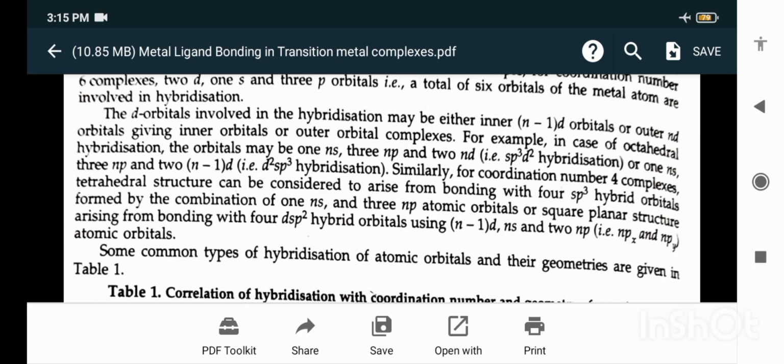Similarly, for coordination number 4 complexes, a tetrahedral structure can be considered to arise from bonding with 4 sp3 hybrid orbitals formed by the combination of the 1 ns and 3 np atomic orbitals, or a square planar structure arising from bonding with 4 dsp2 hybrid orbitals using 1 (n-1)d, 1 ns and 2 np atomic orbitals.